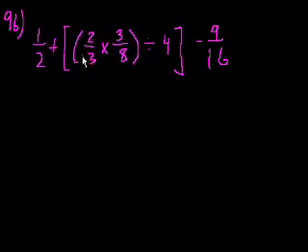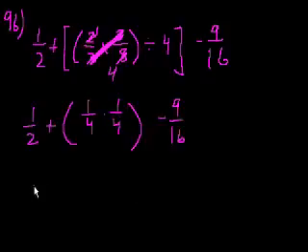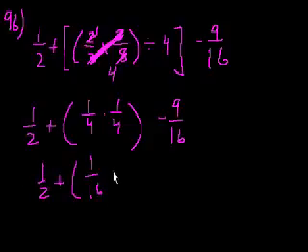So let's see, 2/3 times 3/8. The 3's cancel out, and the 2 and the 8 become 1/4. 1/4 divided by 4. So now this becomes 1/2 plus 1/4 divided by 4, which is the same thing as times 1/4, minus 9/16. So that is equal to 1/2 plus 1/16 minus 9/16.